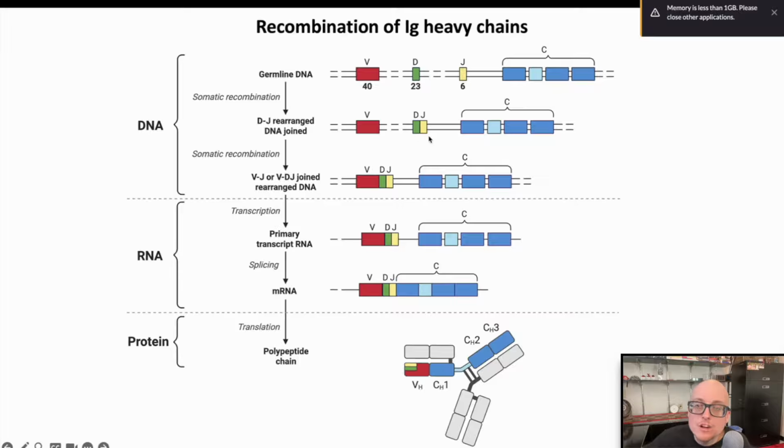Once we form a functional DJ pair, we need to bring it into proximity now with whichever random V that we've chosen. And again, the DNA is cut out and we bring it together to form a final functional exon made up of all 3 V, D, and J segments. And this exon is what will encode the variable heavy portion of the final protein, the final immunoglobulin molecule. And you can see here that immediately downstream, there's a set of exons also that encode the various constant heavy regions, including the hinge region, which is shown here in this kind of lighter blue color.